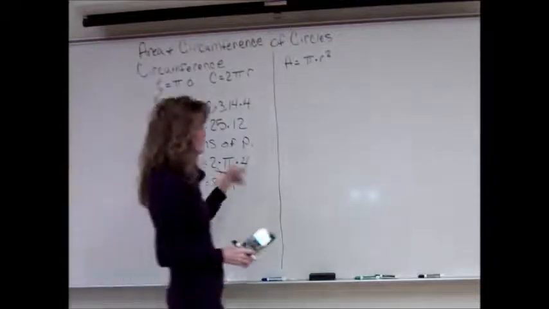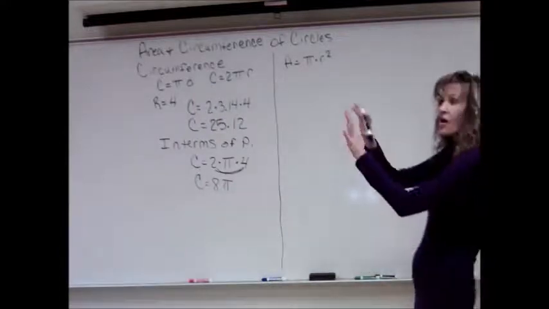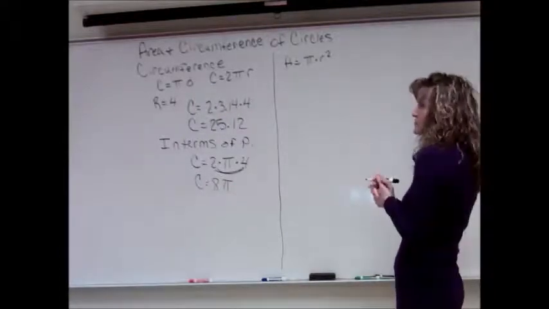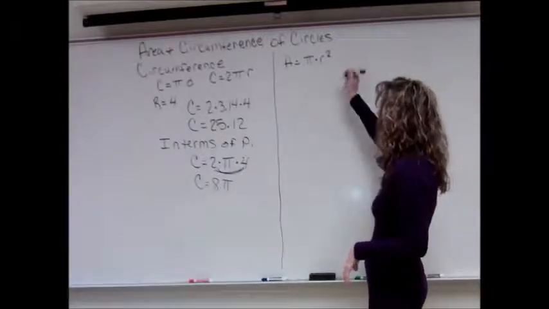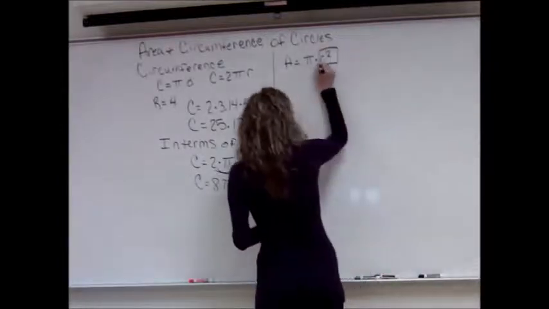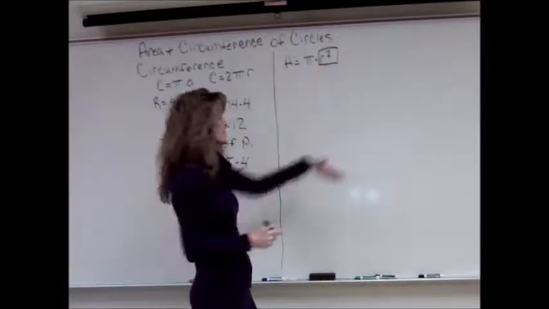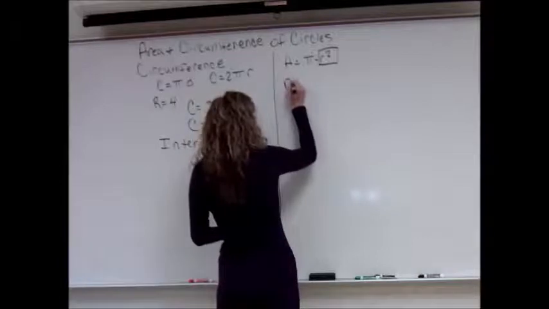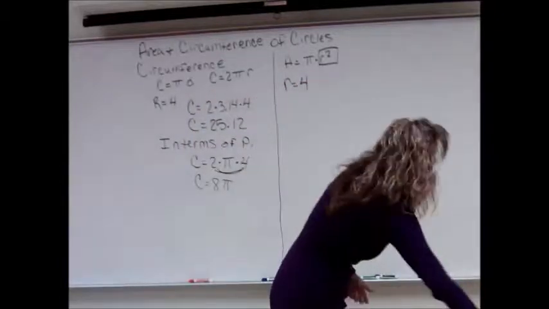Okay, so let's go over here to area. Remember, area is what covers all the inside of the circle. So the formula is pi times the radius squared. This part is squared, not the pi. The radius is squared. So let's do the same circle, radius of 4. And first we'll use 3.14.